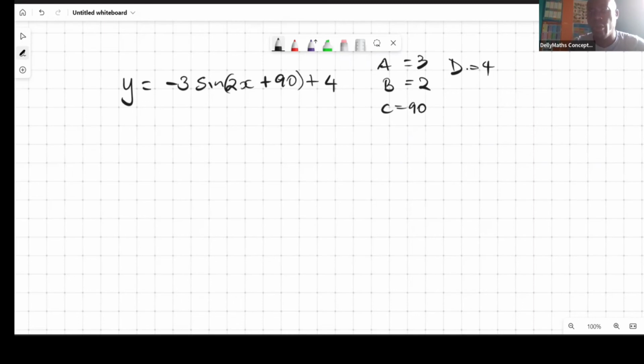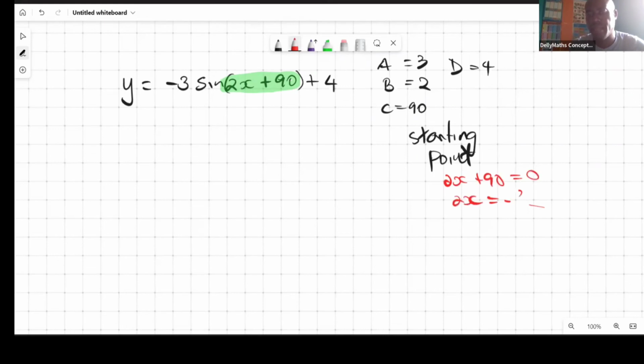In order to work out where we're going to start, though, you have to equate this part to 0, the angle. So we're talking about 2x plus 90 is equal to 0. 2x is equal to negative 90. And x is equal to negative 45. So this is where we're going to start. We're going to start to the left of 0, negative 45.